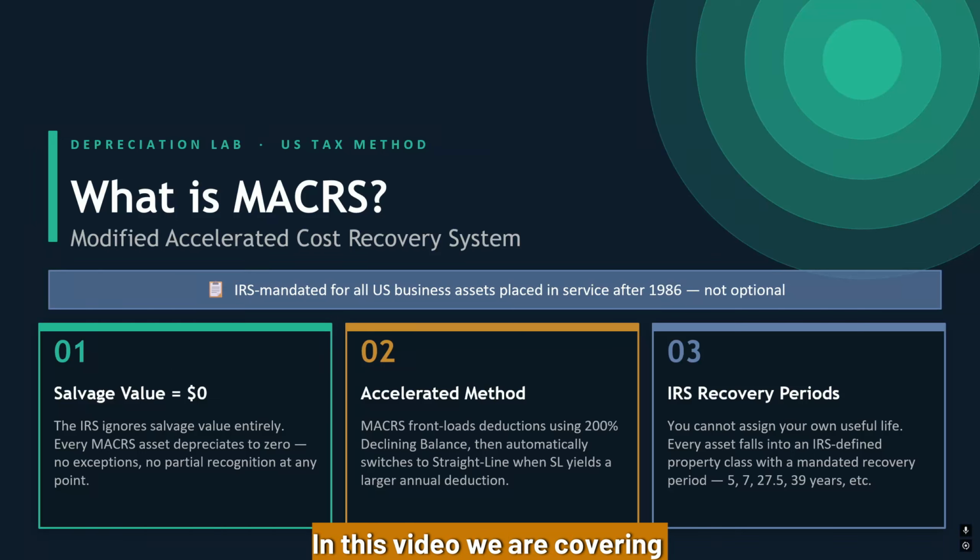In this video, we are covering MACRS, the Modified Accelerated Cost Recovery System. If you run a business in the United States and you need to report depreciation for federal income tax purposes, MACRS is not optional. It is the method that the IRS requires you to use for virtually every business asset placed in service after 1986. Now, MACRS has three rules that are completely non-negotiable.